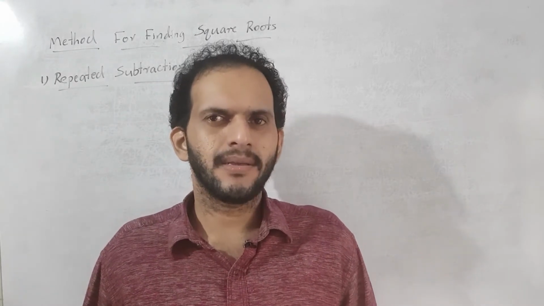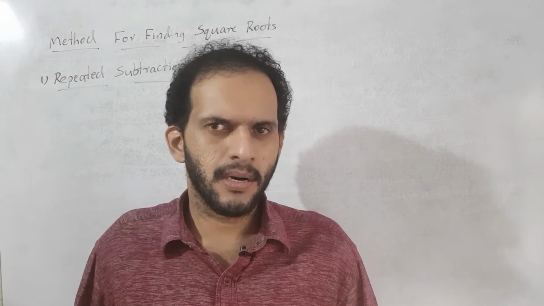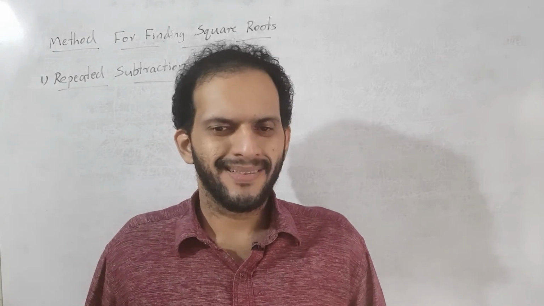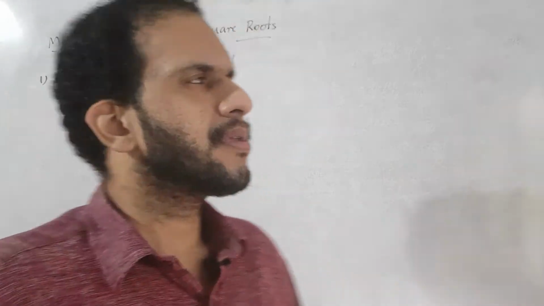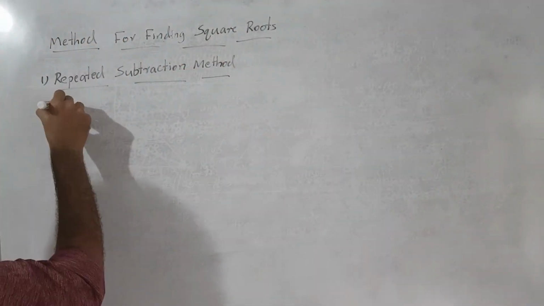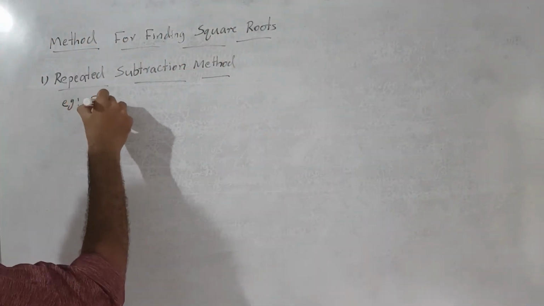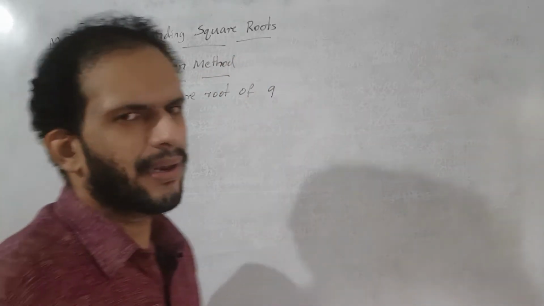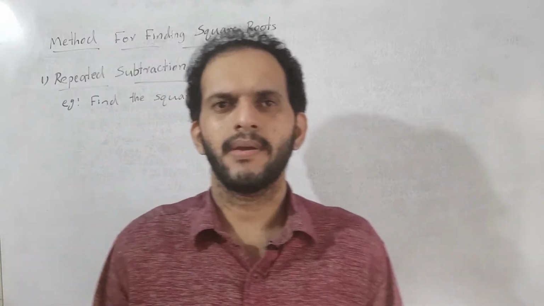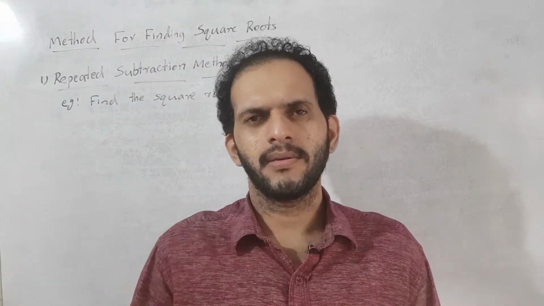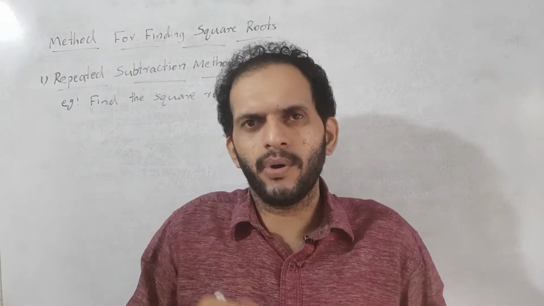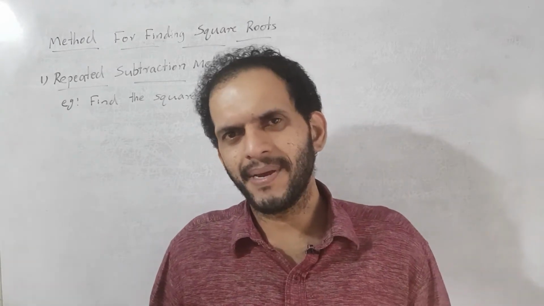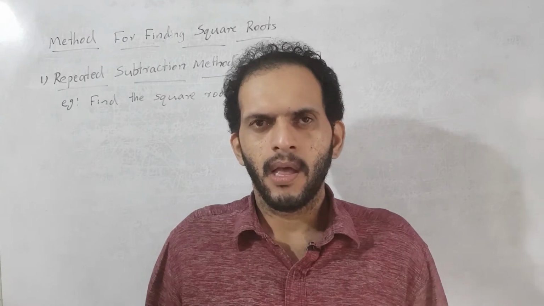Okay. Then first we are discussing the first method, the repeated subtraction method. It is an easy idea. We just take an example. Find the square root of 9. We know whose square is 9, correct? We are just discussing the idea about what we know now. We want to find the square root of 9 by the repeated subtraction method.